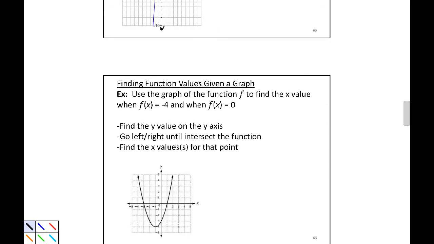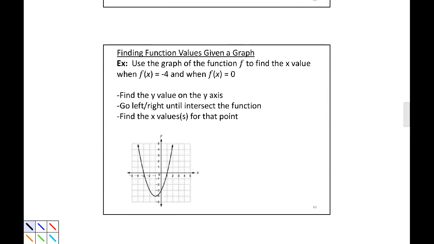Now, we can go in the opposite direction, use the graph of the function f to find the x value when f of x equals -4 and when f of x equals 0. That's telling us our output value, that's what f of x represents, the output value is -4. So what would be the input that determines that?